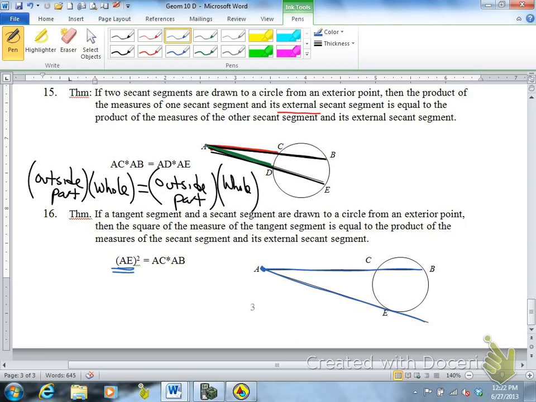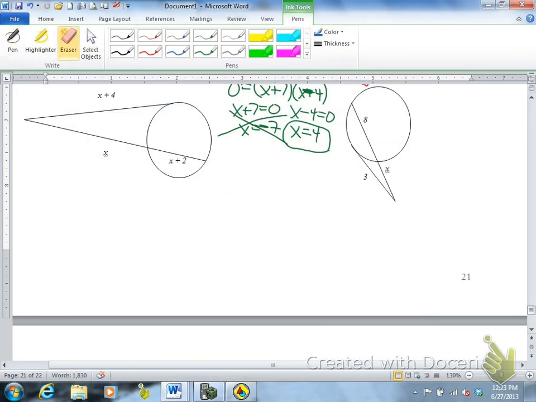So it's kind of like this theorem, but instead of doing external times the whole thing, you just do this twice. So you're going to take segment AE times itself, which is the same as AE squared, equals the external part AC times the whole length, AB. So let's see what that looks like on these examples. I'm going to erase this a little bit. Guess I need more space up there.